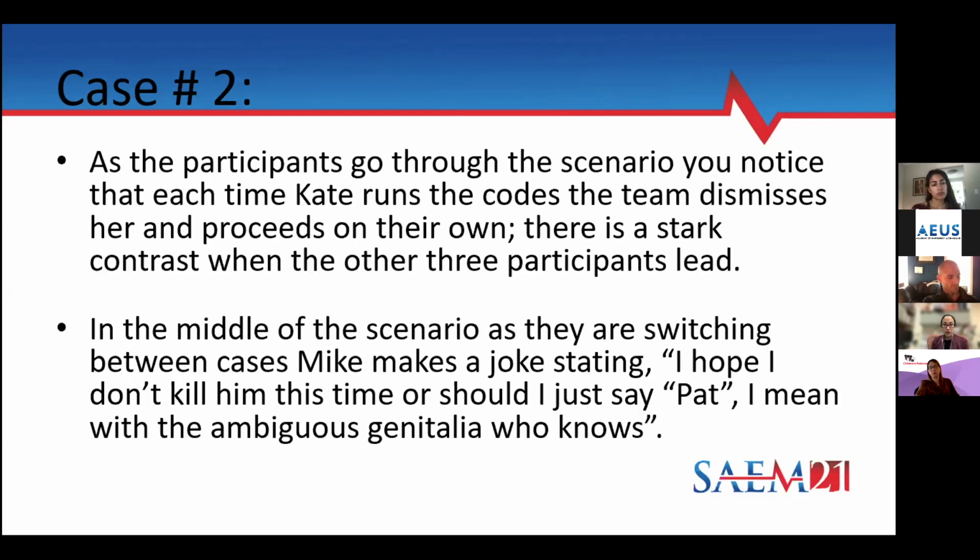As they go through the mega codes, you notice that each time Kate is the team leader, the team dismisses her. They're slower to enact her orders. They do things that she didn't actually ask them to do, and really just don't respond to her as the team leader. Whereas when the other 3 lead, they are taken at face value as the leaders in a much more deliberate way. And in the middle of a scenario, as they're switching between cases, one of the participants, Mike, makes a joke saying, "I hope I don't kill him this time," or should I say Pat? I mean, with the ambiguous genitalia, who knows?